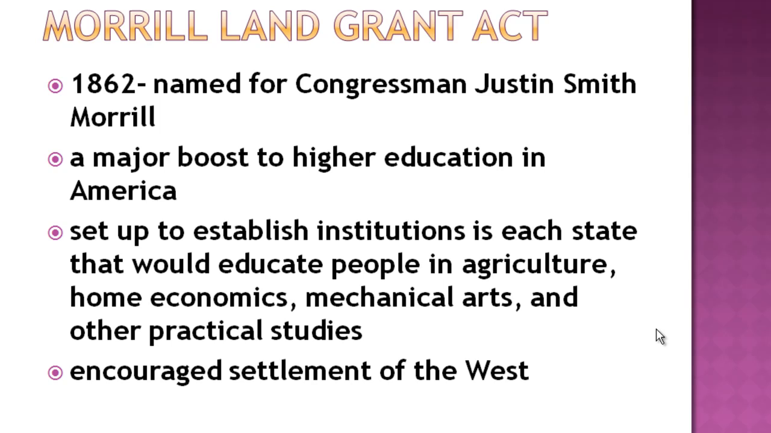The Morrill Land Grant Act was also a motivation or an incentive for people to move west. In 1862, a congressman named Justin Smith Morrill supported this Land Grant Act, which gave a major boost to higher education in America. The act would set up institutions in each state, and these are ag and tech institutions. These are institutions that would educate people in agriculture, home economics, mechanical art, and other practical studies.